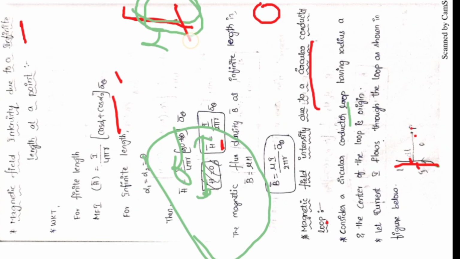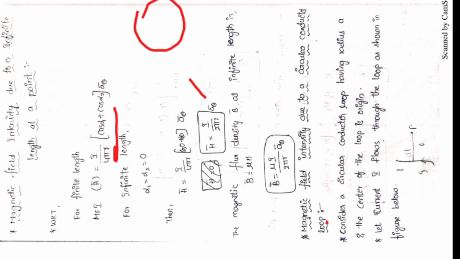The loop of the conductor. Let current I flow through this conductor. Assume that A is the radius of the conductor, and I is the current flowing through this loop. You can see the diagram now.